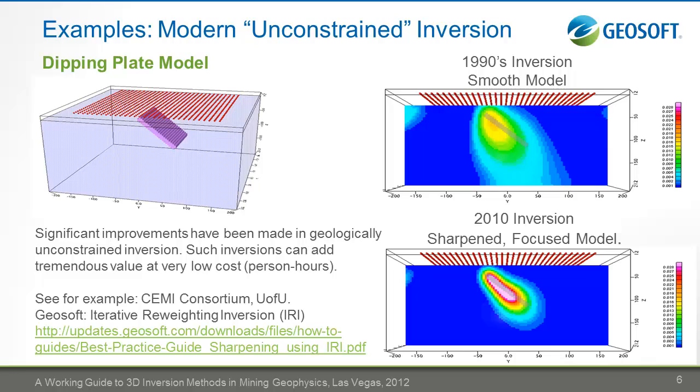However, now we've moved on and understood more about inversion over the intervening 20 years, and we're able to produce much better unconstrained inversions. For example, our 2010 style sharpened or focused model inversion for the dipping plate is shown on the bottom right, and that's a much better image to try and interpret than the smooth model inversion of the 1990s. So we've come a long way in the last 20 years, and modern unconstrained inversion is extremely valuable in exploration.